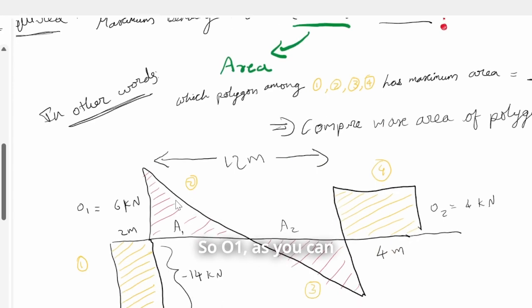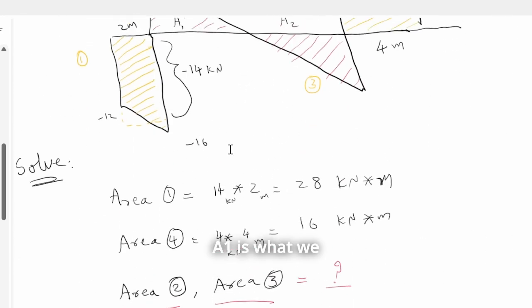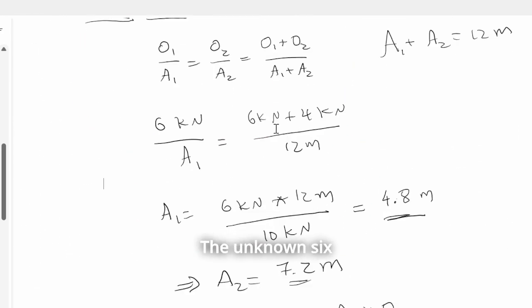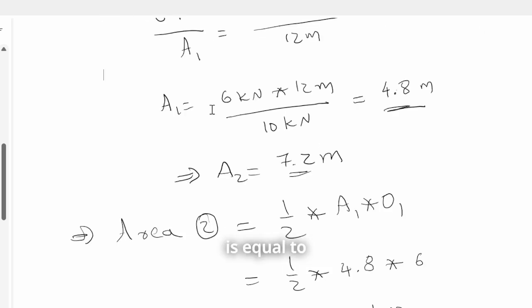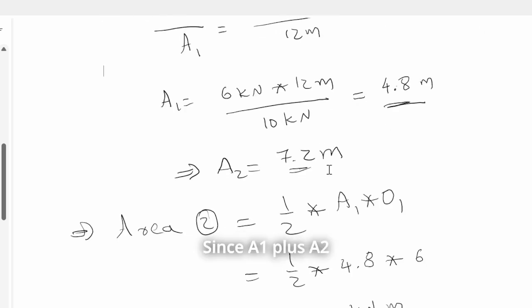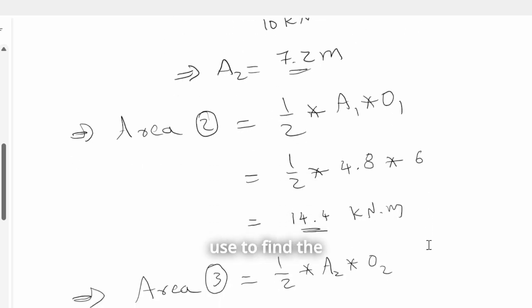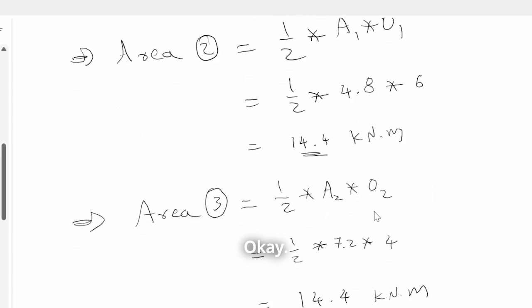So O1, as you can see from here, is 6 kilonewtons. A1 is what we don't know, the unknown. 6 kilonewtons plus 4 kilonewtons by 12 meters. That gives us A1 is equal to 4.8 meters. Since A1 plus A2 is equal to 12, you will find that A2 is equal to 7.2 meters. This is what we use to find the area of both the triangles, area 2 and area 3.